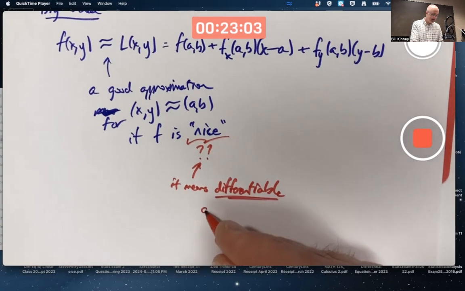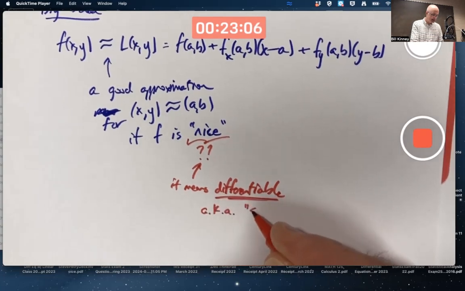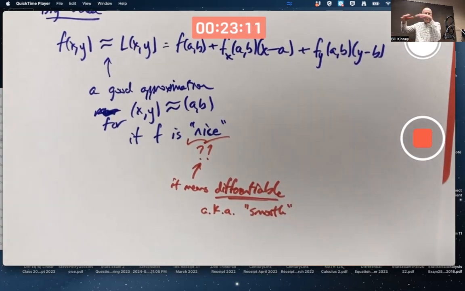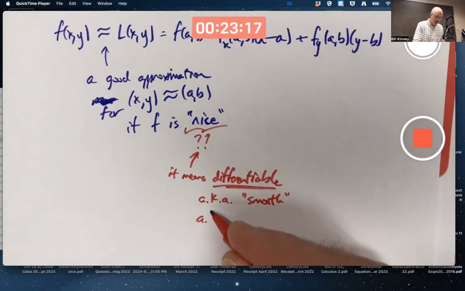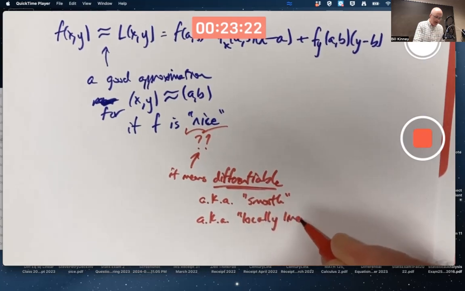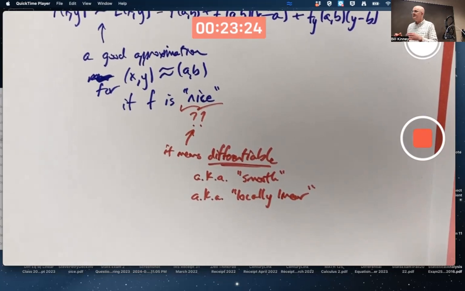It's also known as smooth, or visually it's a smooth graph. Also known as locally linear. There are no kinks in the graph near that point. So if you zoom in on the graph near a point, you won't continue to see some kind of kink in the graph, some kind of corner, some sort of higher dimensional corner, and we will try to look at some examples in Mathematica of where smoothness fails.